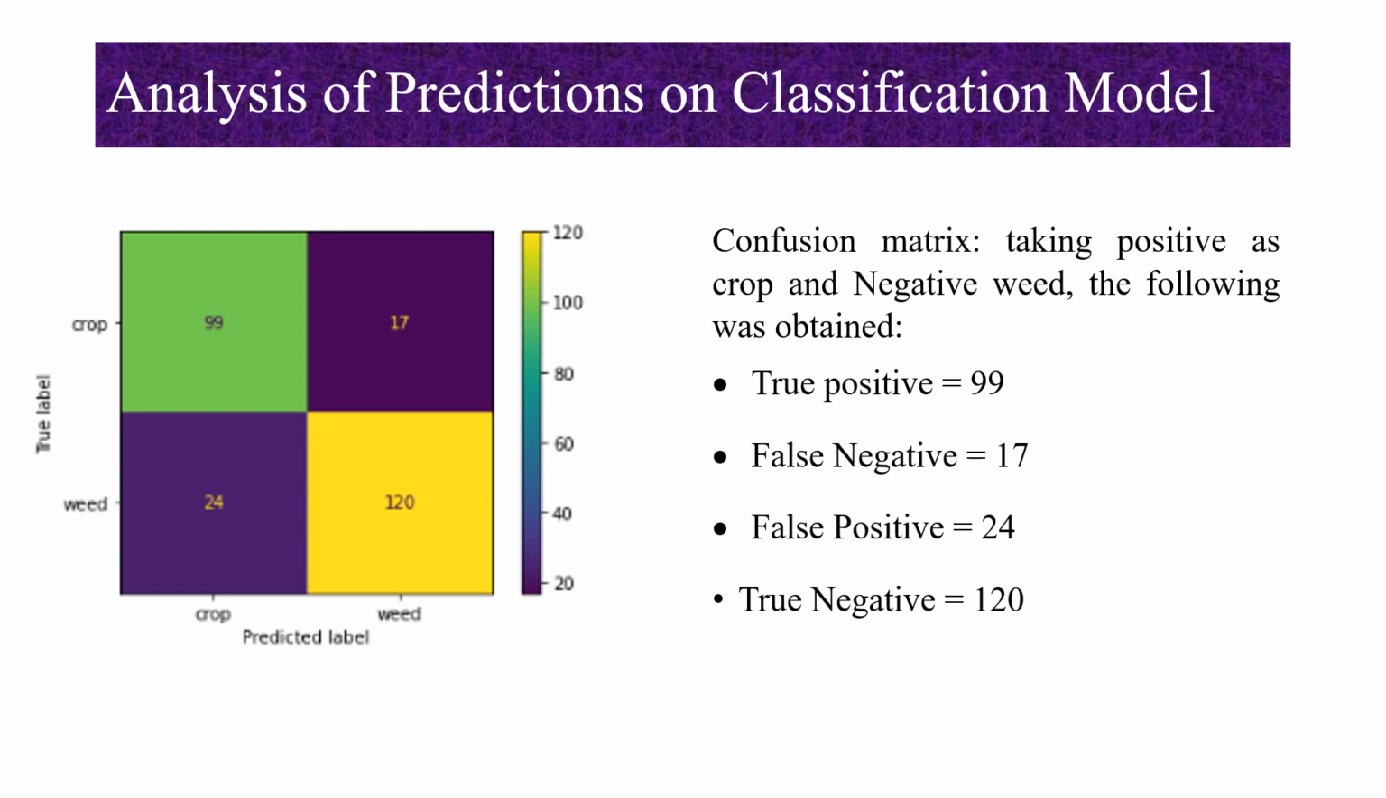So using the confusion matrix and taking positive as crop and negative as weed, the following results were obtained. True positive 99, false negative 17, false positive 24, true negative 120. This shows that out of 116 crops that were in the test data, 99 of them were correctly classified as crop, while 17 of the crops were misclassified as weed. Then out of 144 weeds in the test data, 120 were classified as weed, 24 misclassified as crop.